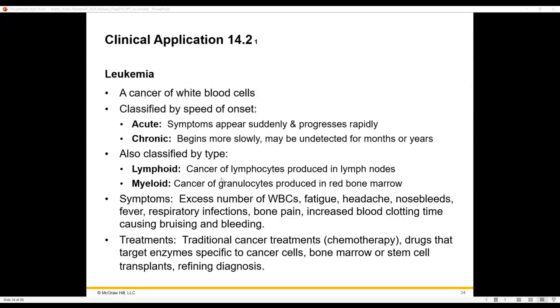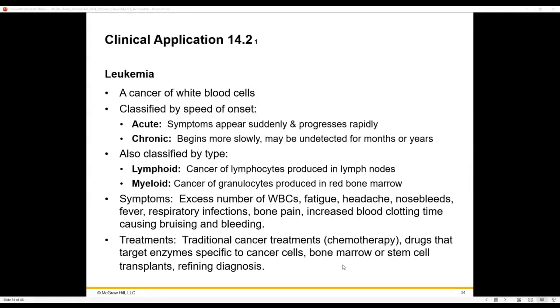In lymphoid leukemia, we have a cancer of lymphocytes that are produced in the lymph nodes, and myeloid is cancer of the granulocytes produced in the red bone marrow. Symptoms include excess numbers of white blood cells, fatigue, headache, nosebleeds, fever, respiratory infections, bone pain, increased blood clotting time, which causes bruising and bleeding.